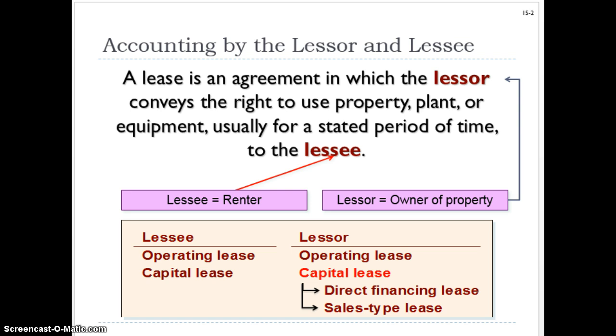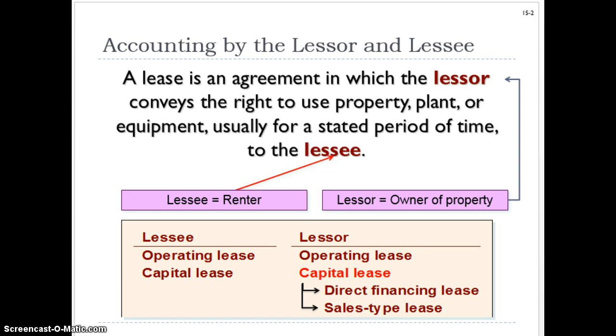And the journal entries for an operating lease are the ones you've been dealing with pretty much since financial accounting, which is simply that a lessee would pay, and they would have a debit to rent expense and a credit to cash, and a lessor would have a debit to cash and a credit to rent revenue. Okay, there's no transfer of ownership. The leased property goes back to the lessor at the end of it, and that's a simple operating lease.